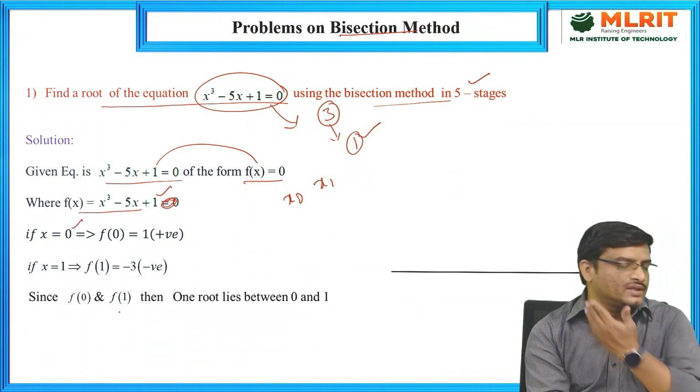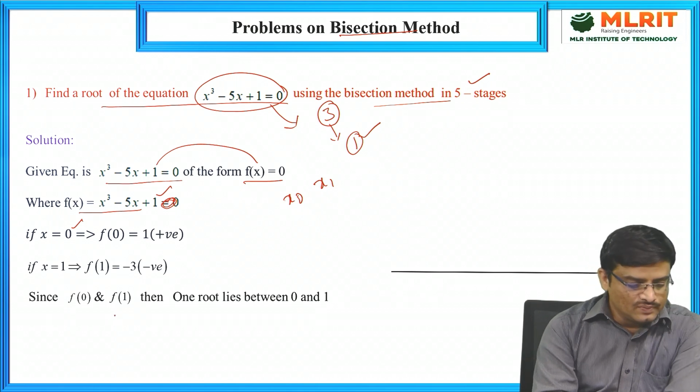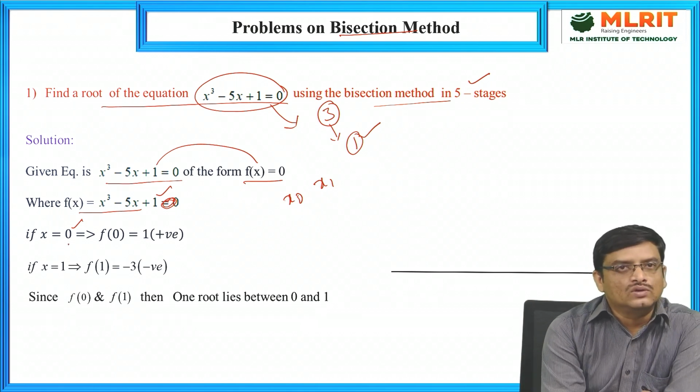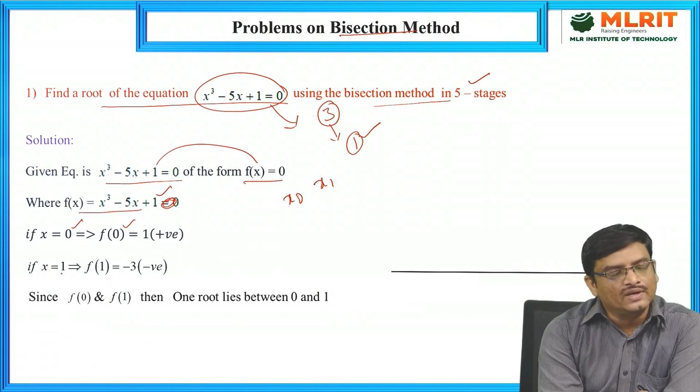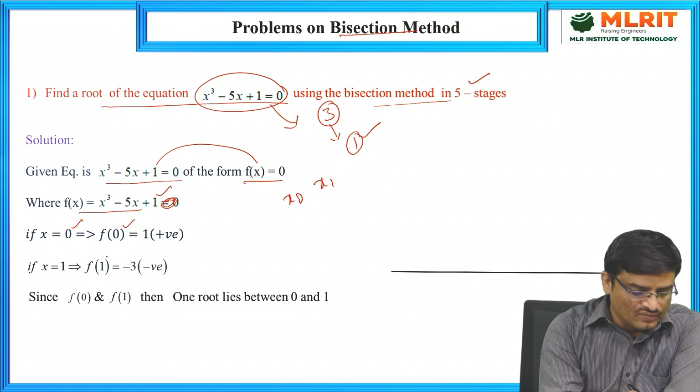We will check this one by one. First we will take x is equal to 0 and we will get the value of f of 0, and we will get the next number x is equal to 1. We will get the value of f of 1.